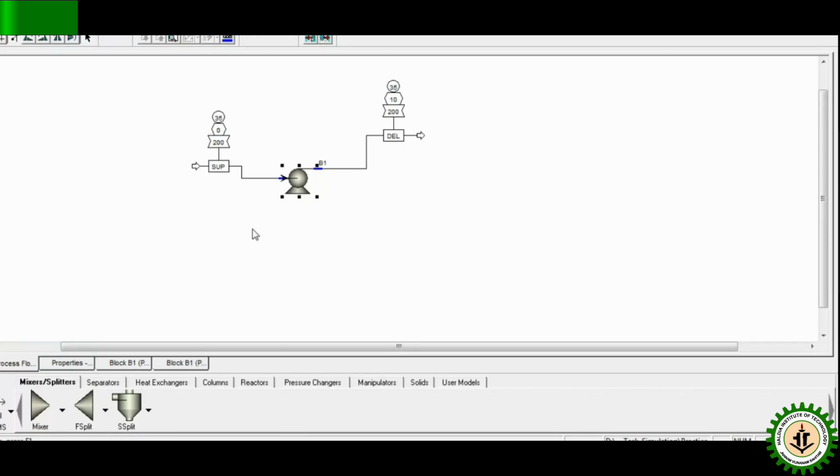There are other software out there. Unisim is there, HTRI is there. You can use those. And how to make this model?